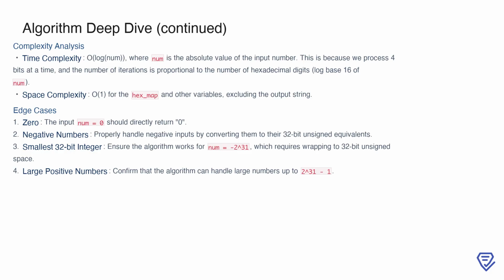It's also essential to consider edge cases. For instance, if the input is 0, the algorithm should immediately return 0. For negative numbers, converting them to their unsigned 32-bit equivalents ensures that they are handled correctly. The smallest 32-bit integer, which is -2 to the power of 31, is a noteworthy edge case, as it requires wrapping into the unsigned integer space. Finally, the algorithm should also handle large positive numbers, such as 2 to the power of 31 minus 1, without any issues.